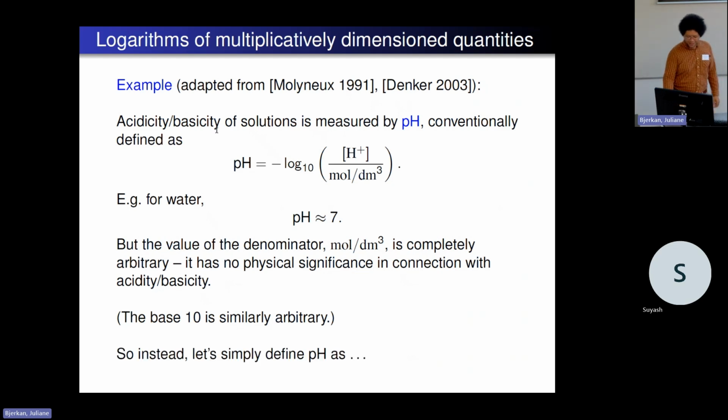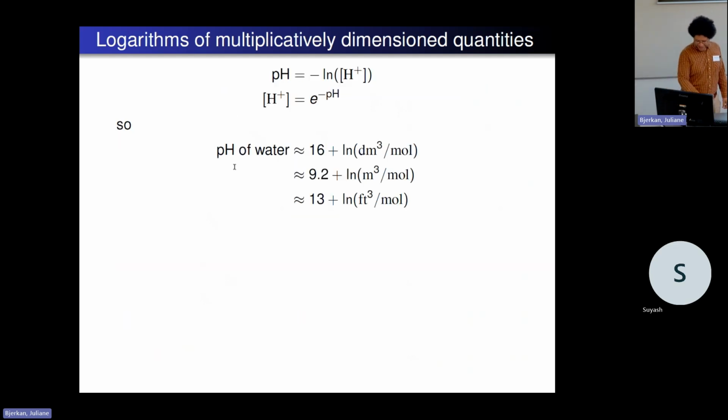So instead, let's more simply define the pH as minus the natural log of the hydrogen ion concentration without the denominators. And then inverting that, the hydrogen ion concentration would be e to the power of minus pH. So in this case, the pH of water, which was previously 7, would now be 16 plus the natural log of decimeters cubed per mole. But as I said, there's nothing special about decimeters cubed per mole.